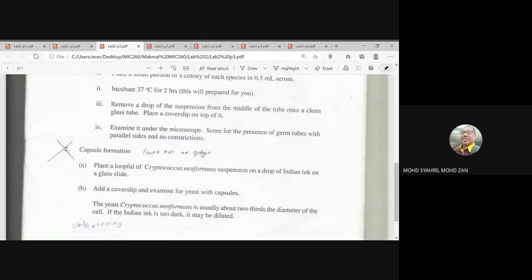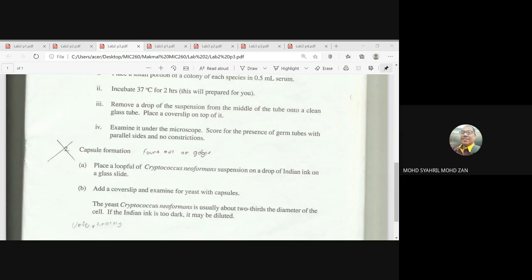Alright, that's for experiment number 2. Is there any questions before we continue for experiment number 3? Okay, ada soalan sebelum kita sambung ke eksperimen number 3? No, sir. Okay. Tak ada. Alright, so quickly we go for the experiment number 3.